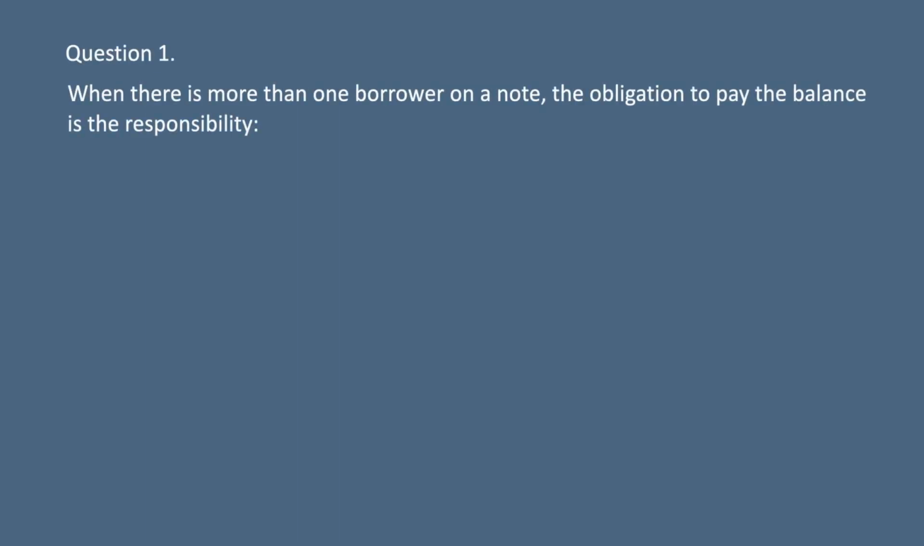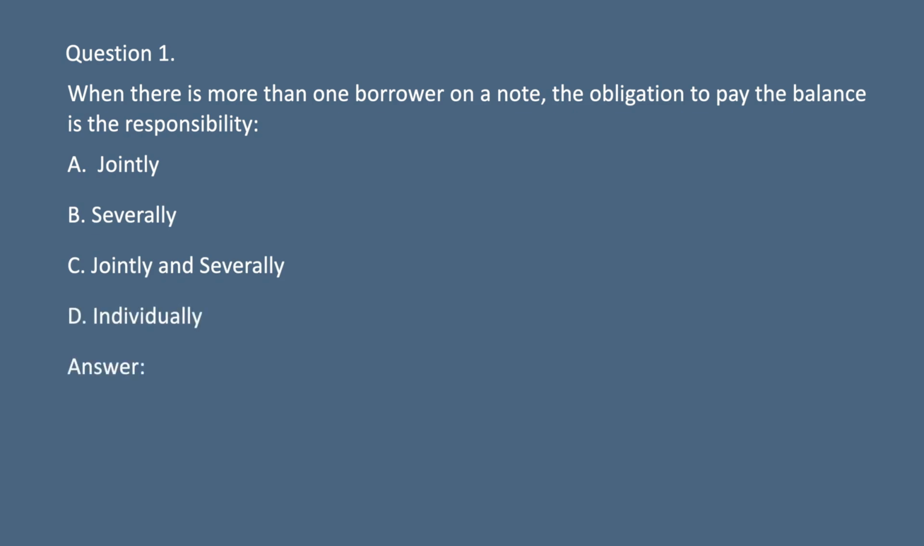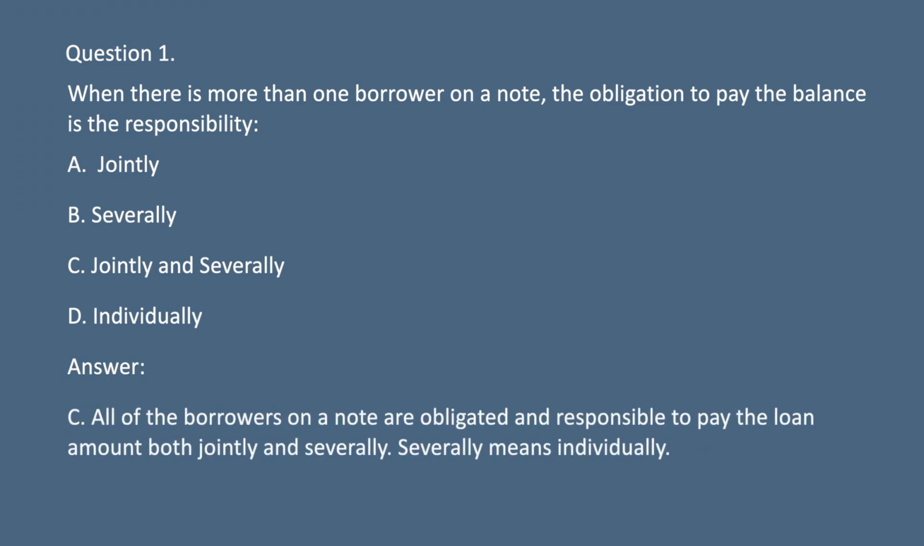Question 1. When there is more than one borrower on a note, the obligation to pay the balance is the responsibility A. Jointly. B. Severally. C. Jointly and severally. D. Individually. Answer. C. All of the borrowers on a note are obligated and responsible to pay the loan amount both jointly and severally. Severally means individually.